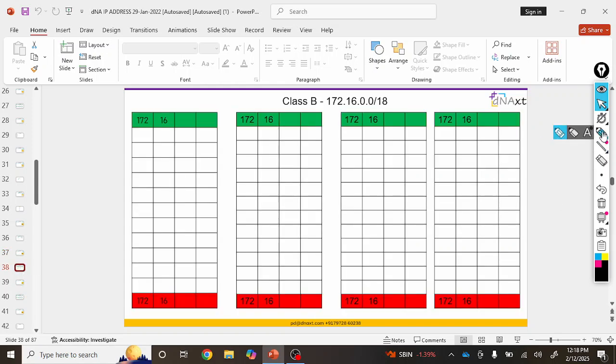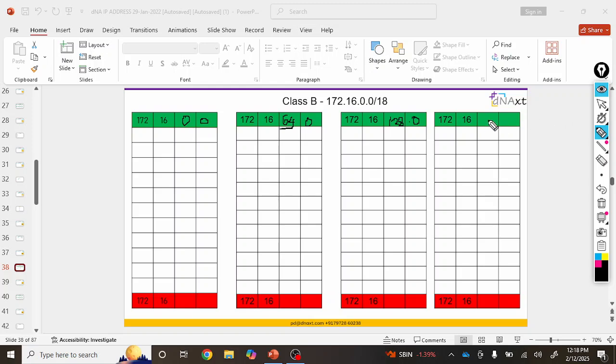Yes, so the first will be 172.16.0.0, then 172.16.64.0. Just now we have discussed that the increment will be in the third octet as we have borrowed the bits from the third octet. I hope there is no confusion. The fourth octet is completely the host octet. All the bits belong to host.